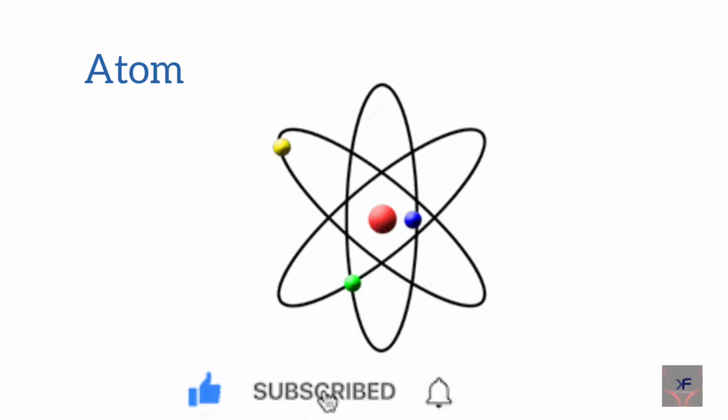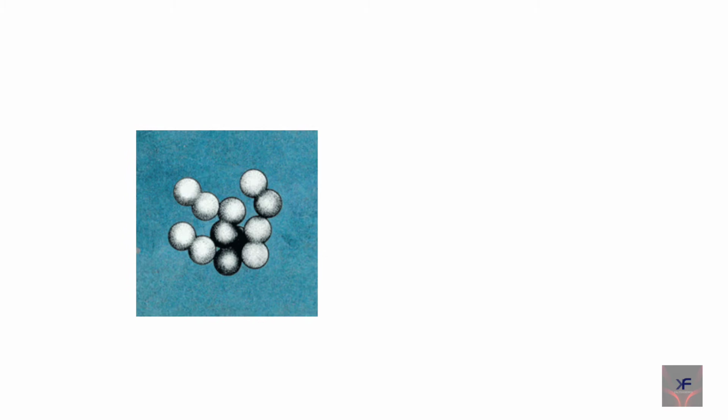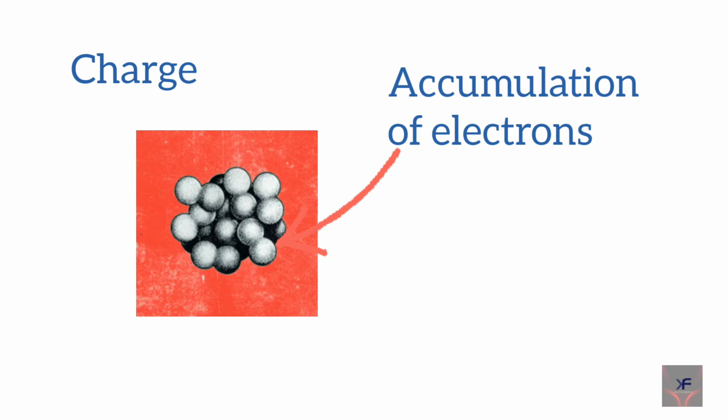Now let's take an atom. The electrons move around the nucleus of an atom. Inside an atom, a lot of electrons are present around it. When a certain number of electrons get accumulated in a place, we call it charge. So a charge means there is a certain number of electrons inside it.